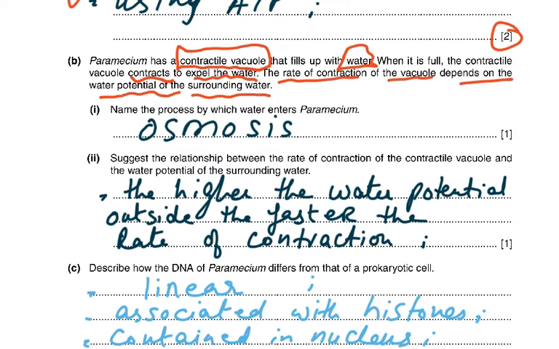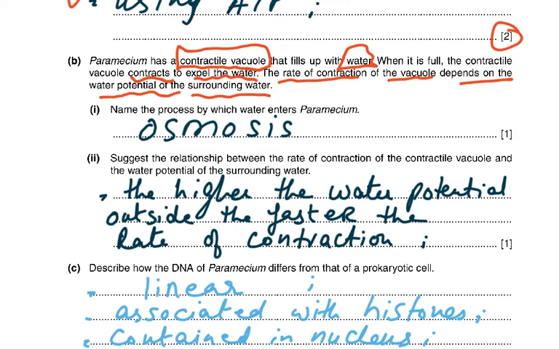Naturally, it is saying to you in the question that it fills up with water and then it contracts to expel the water. So the rate of contraction depends on the water potential. So the higher the water potential outside, so it's dilute water outside, water is going to move in, the contractile vacuole is going to fill up, and there's going to be a faster rate of contraction. Again, you have to just pick it up from the question.